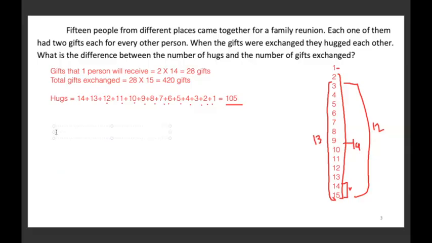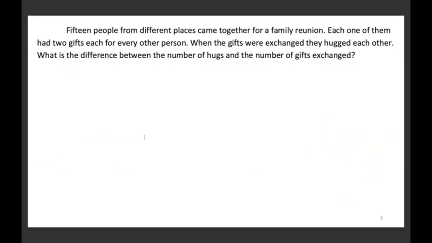All right. So the difference between gifts and hugs is 420 gifts minus 105 hugs, which is equal to 315. The correct answer is 350. Okay, we'll move to the next one now.